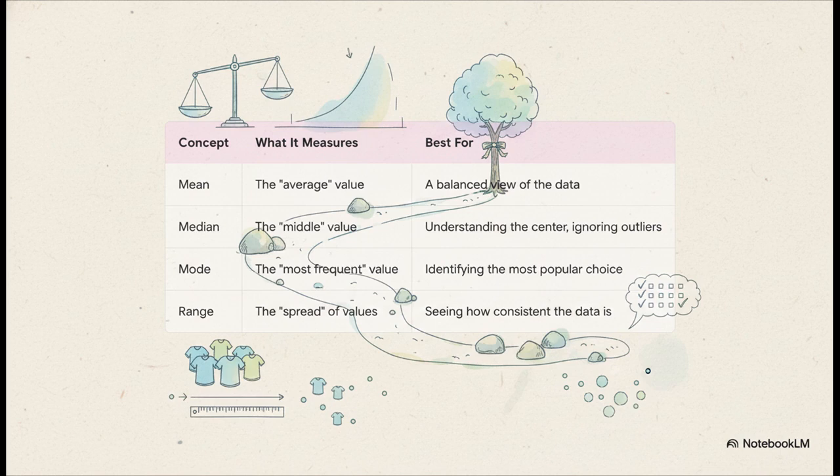You use the mean when you want a balanced overall average, like for test scores. You'd use the median for something like house prices, because you don't want one giant mansion to throw off the whole number. The mode is perfect for finding out the most popular choice, like what t-shirt size a store should stock up on. And you use the range to see how consistent something is, like a basketball player's points per game. The big takeaway is this: the right tool always depends on the question you're asking.